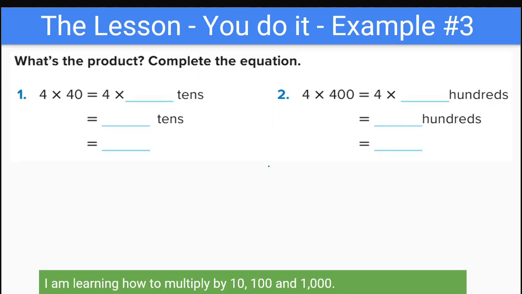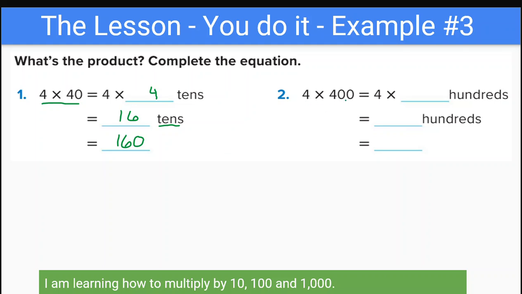All right, here's another one right here. It says, complete the equation. Well, this says 4 times 40. Well, that's 4 times 4 tens, because 4 tens is 40. 4 times 4 tens is 4 times 4 is 16 tens. 16 tens is a 16. I said before, if you want to say tens, that's only 1 zero. And so we put 1 zero right there and you get 160.